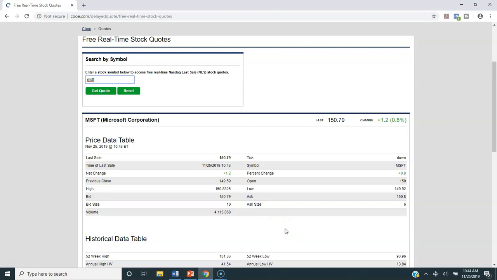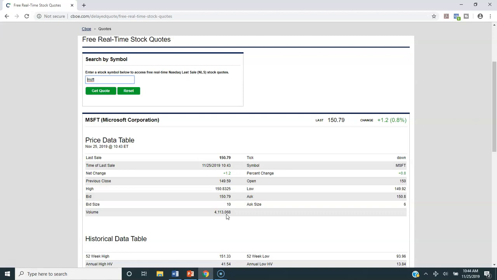You can see, even though the market's only been open for a little over an hour, the market opens at 9:30 a.m. Eastern time, and it's 10:44 a.m. right now. Microsoft has traded over 4 million shares. Facebook and Apple, as you can see, have traded millions of shares as well.